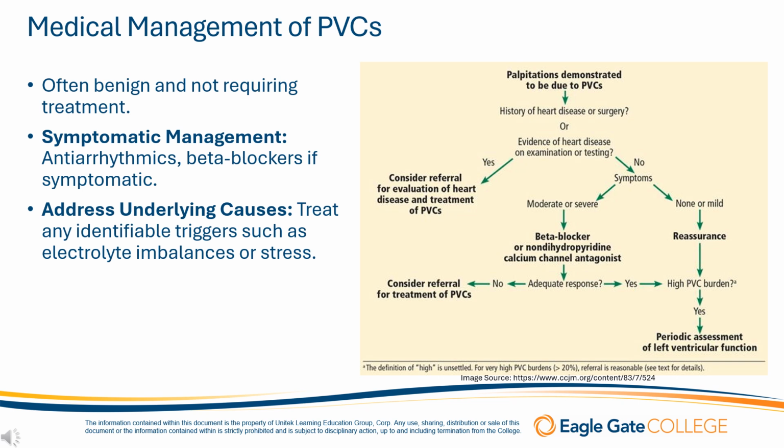Treatment involves supplementation of the deficient electrolyte, either orally or intravenously, depending on the severity of the imbalance. Regular monitoring of electrolyte levels is important, especially in patients who are on medications that can affect electrolyte balance, such as diuretics. Stress is a common trigger for PVCs.